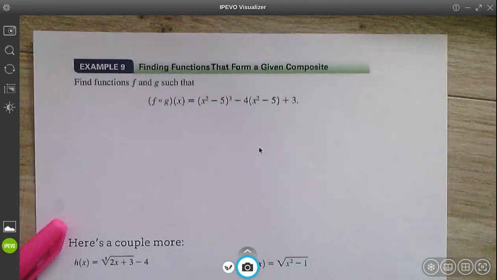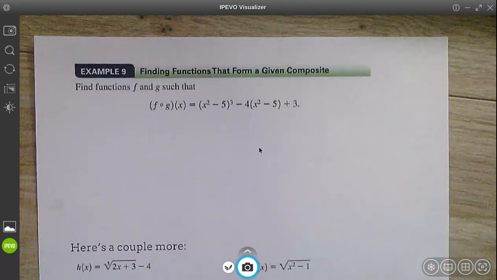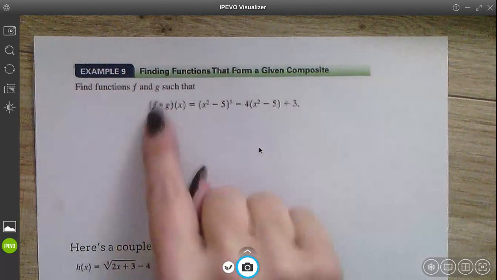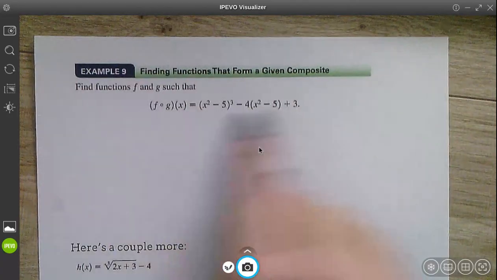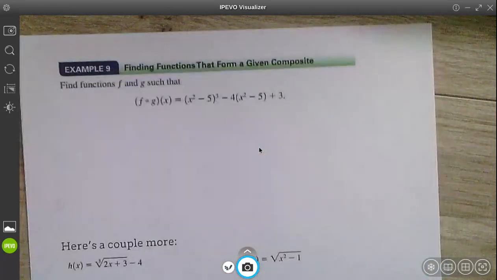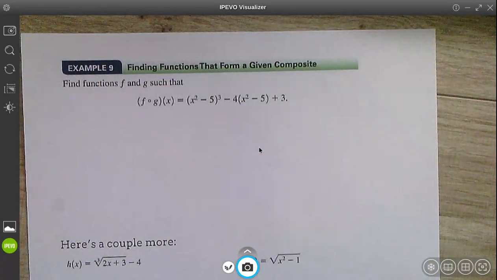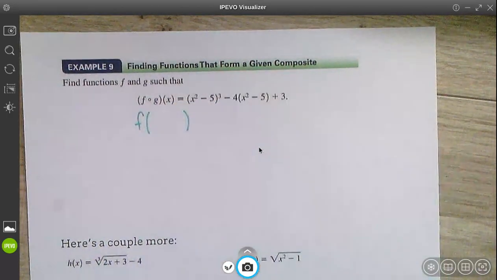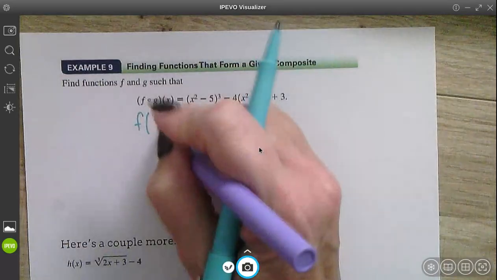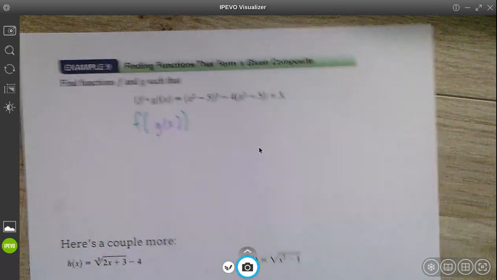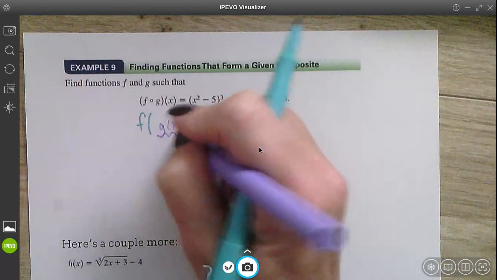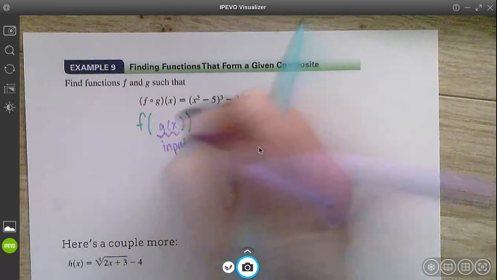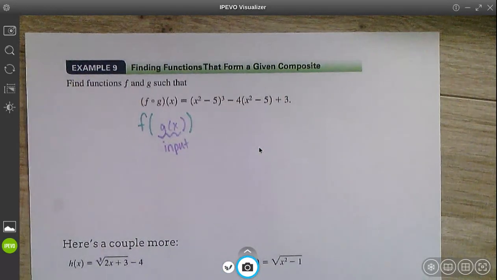All right, so let's work backwards. We're supposed to find functions f and g such that when I compose f circle g, I get this function. So I first need to know what's my input function. In f circle g, that means f of g of x. So g of x is the input. That means I'm replacing the letter x with some function.